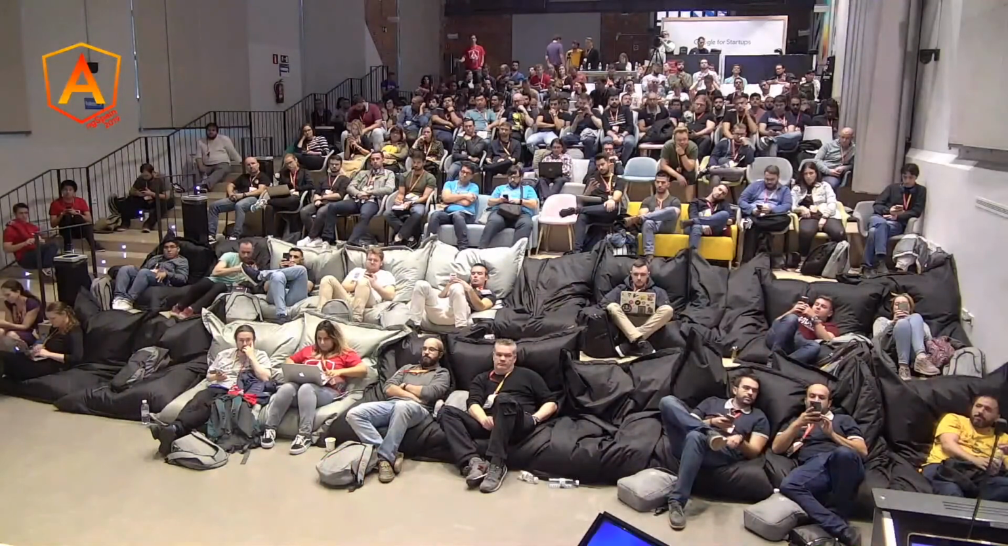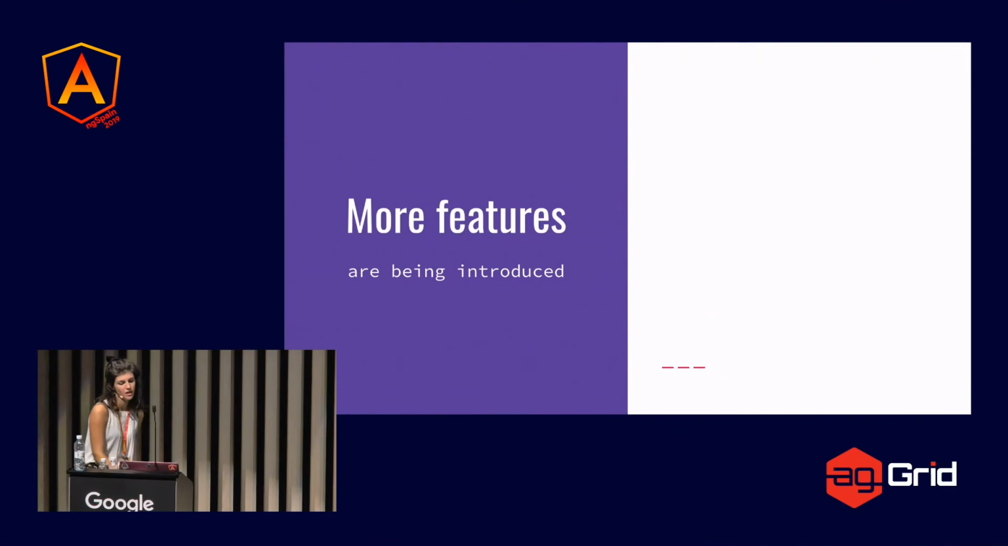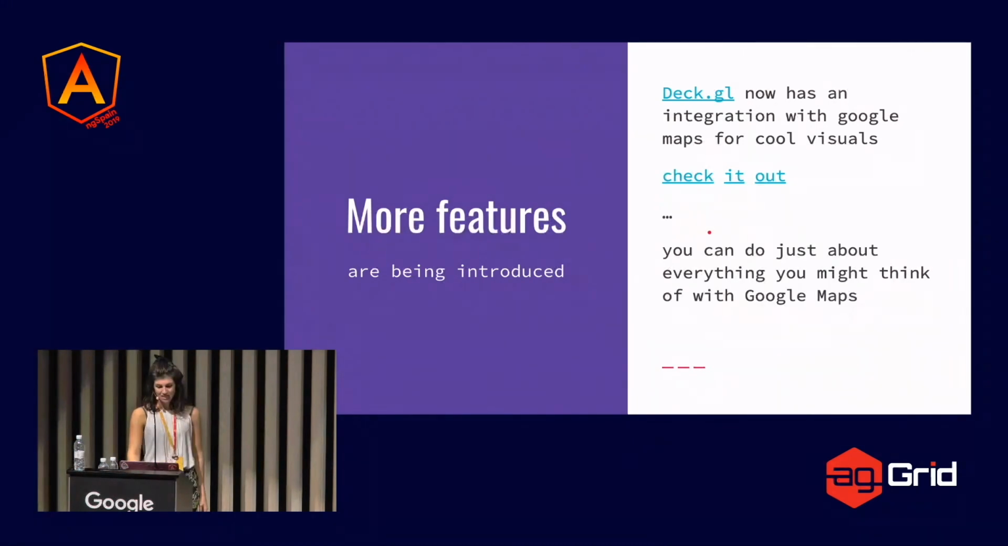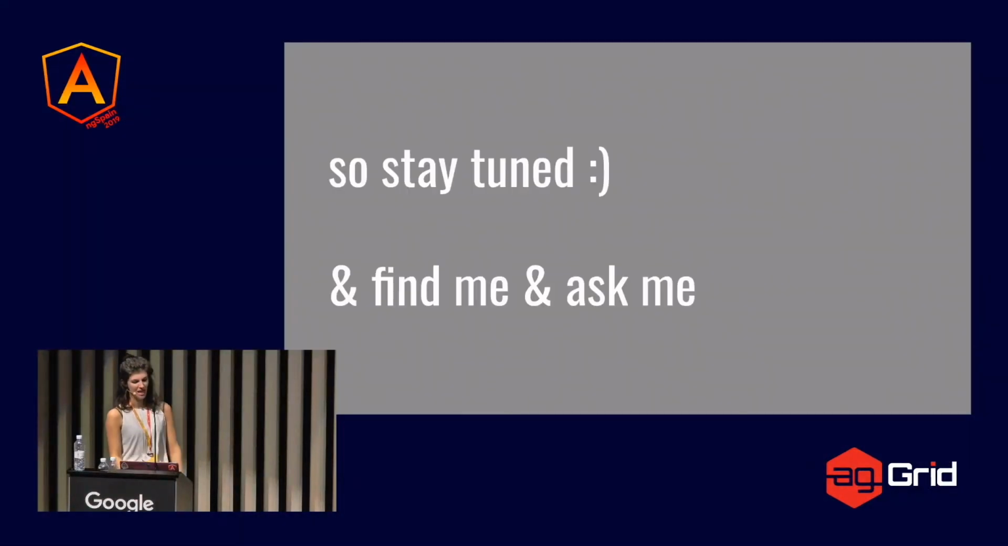So there's always more, of course. There are more features coming to Google Maps. We just brushed the surface now, and so that the simplest things you can do with the Google Maps JavaScript API. If you're really into data visualization, DeckGL, which is an awesome data visualization library, I think built by Uber, has now integration with Google Maps for cool visuals, so check it out. Each one of these is links, which are cool. And you can do just about everything you might think of with Google Maps, really. So stay tuned and find me and ask me.